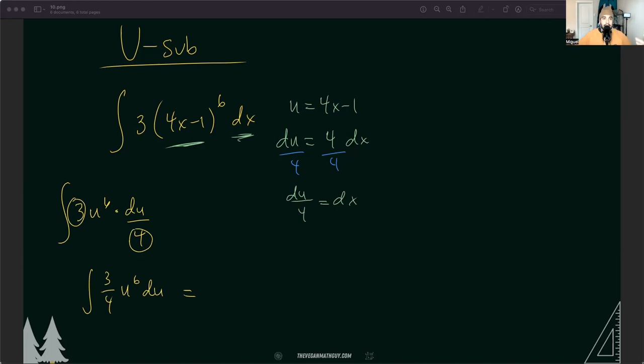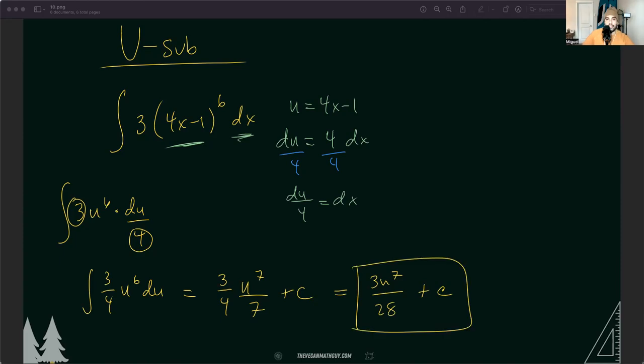And now we just have a classic power rule problem. And this is why I mentioned that we need to obviously know that. So this is going to become 3/4 u to the 7th divided by 7. Obviously, now we get the plus c, and this becomes 3u to the 7th over 28 plus c.